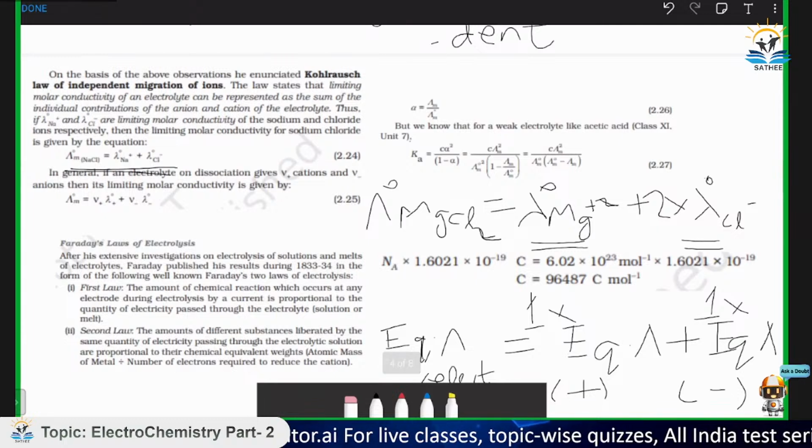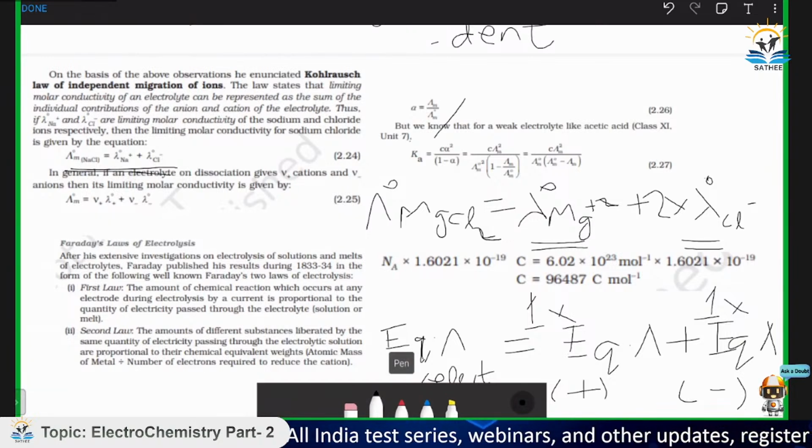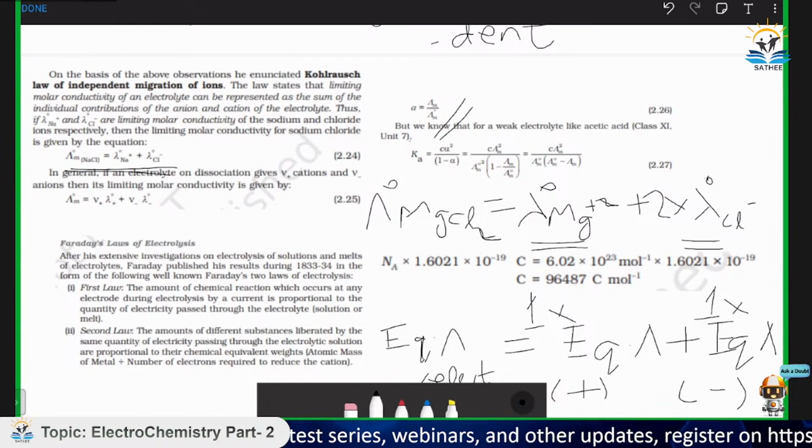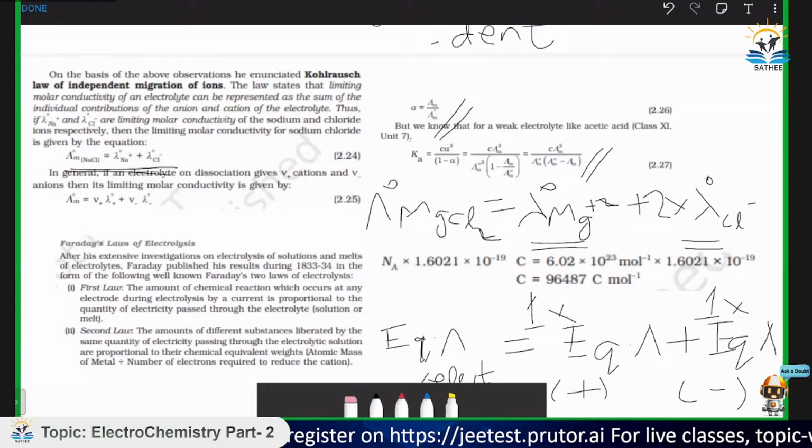For weak electrolytes, the degree of dissociation is molar conductivity divided by limiting molar conductivity, shown here. But we know for a weak electrolyte like acetic acid, Ka is C alpha squared by 1 minus alpha. So when you replace alpha, you can have this formula. So how is Kohlrausch's law useful? For determining the Ka and alpha of weak electrolytes, we can get useful information out of Kohlrausch's law.